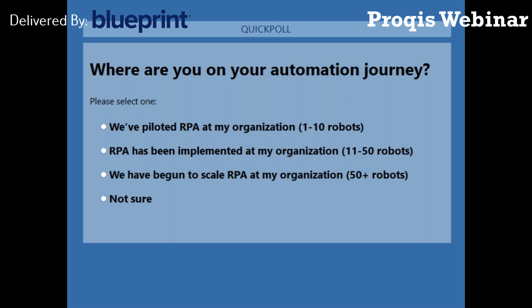If you're piloting RPA at your organization, you have on the scale of 1 to 10 bots, where RPA has been implemented at your organization. So maybe you're in the 11 to 50 robot or process range, or you've actually begun to scale up RPA at your organization, 50 plus, or at the end of the day, you're not really sure.